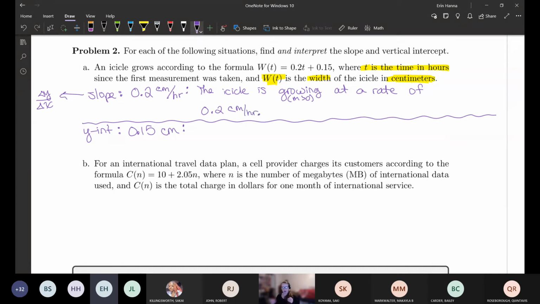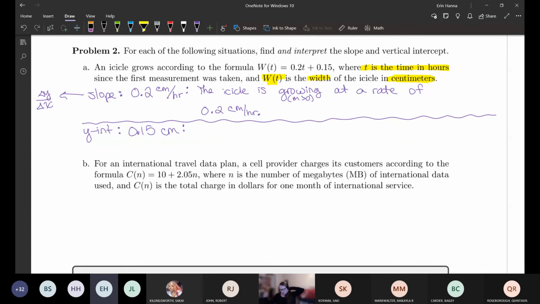Whenever you're trying to interpret a slope, it's a rate, the rate at which that thing is growing or getting smaller. If that slope value is negative, then the icicle would be shrinking, getting smaller. But since the slope value is positive, it's increasing over time. So the icicle is going to be growing.